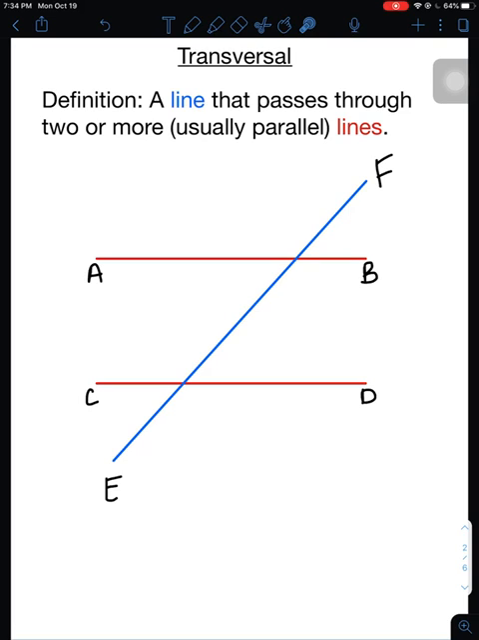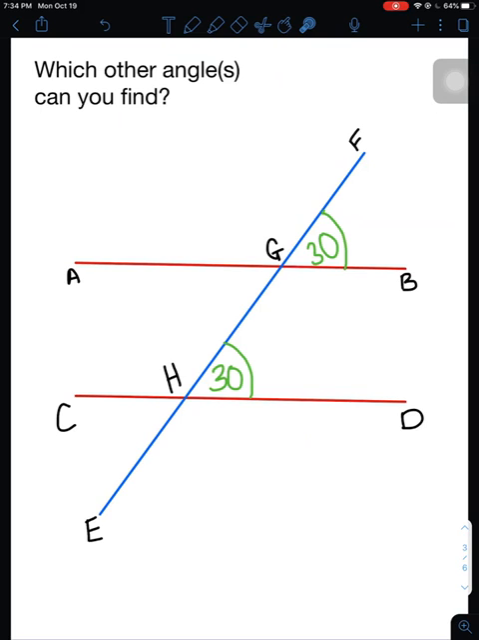A transversal is pretty much a line that passes through 2 or more, usually parallel lines. So for example here, we have these two lines, AB and CD, and then this blue line, EF, is passing right through them. That blue line is called a transversal. All right? So at this point, you can also pause the video and take some notes down. That is all that we need to know about transversals. Now let's get into some examples.